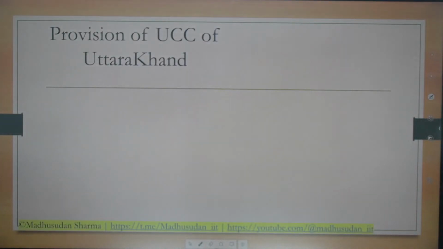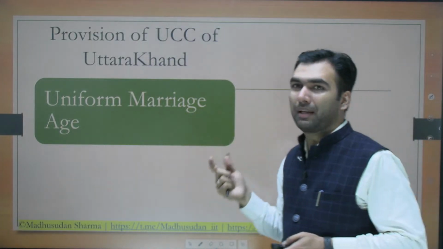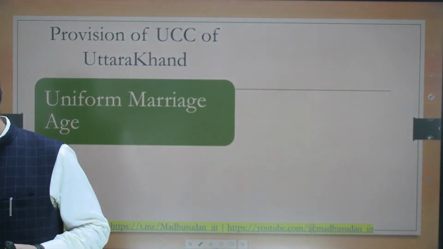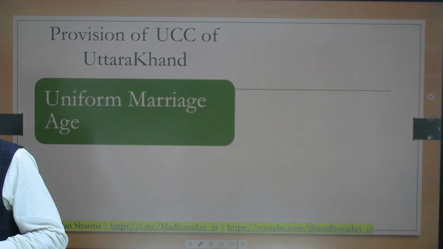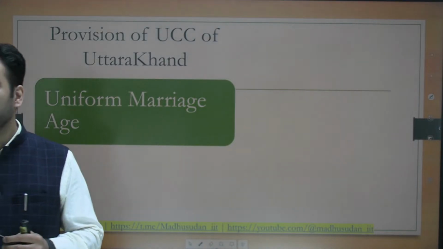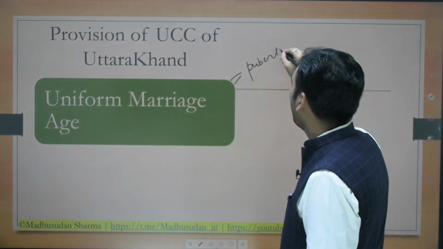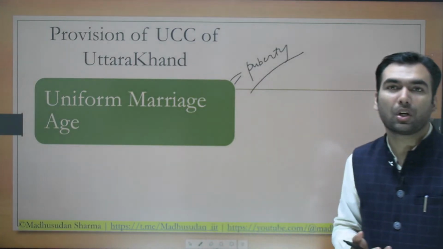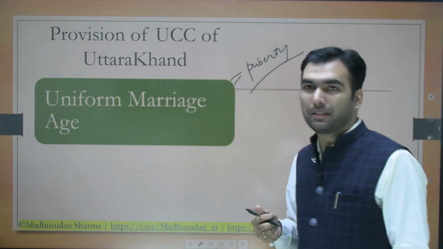Okay. Now let's see some of the provisions of the UCC of Uttarakhand. This will give you more idea about how complex the issue is. See, the first thing that is brought in is uniform marriage rules. Like in other communities, like Muslims, do you know what is the minimum age of marriage as of now? In Hindus, we have 18 years for women and 21 years for men. In Muslims, puberty is the age of marriage. As per Muslim personal law, if someone has attained puberty, he or she is eligible for marriage.